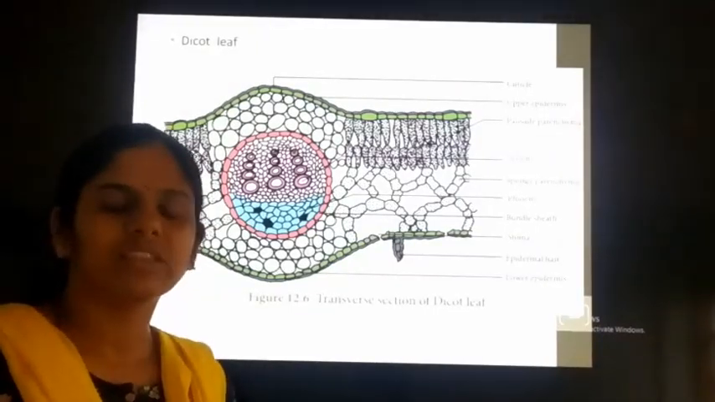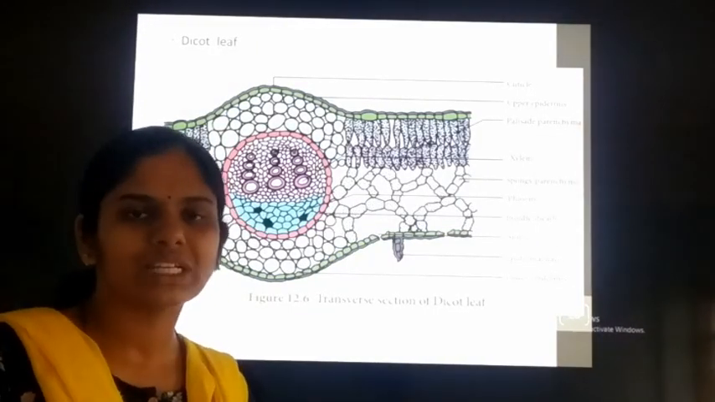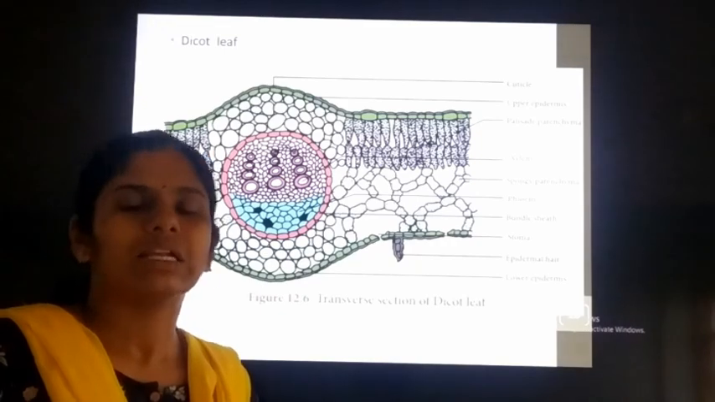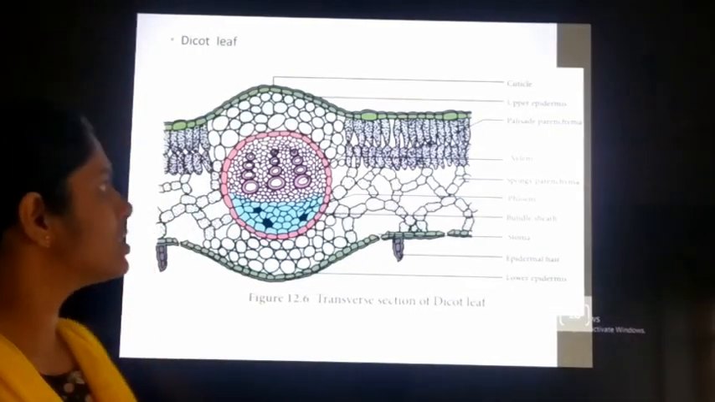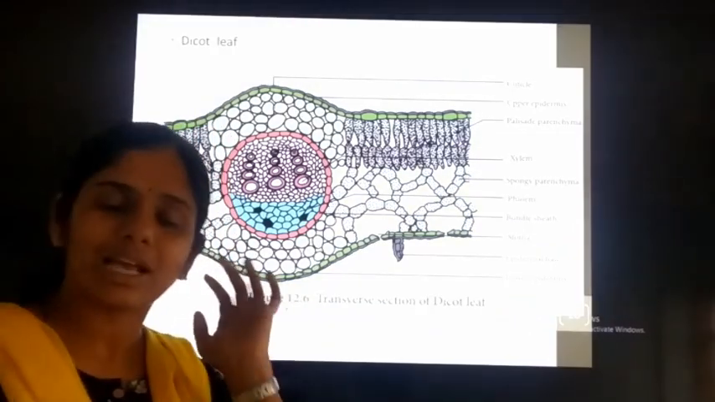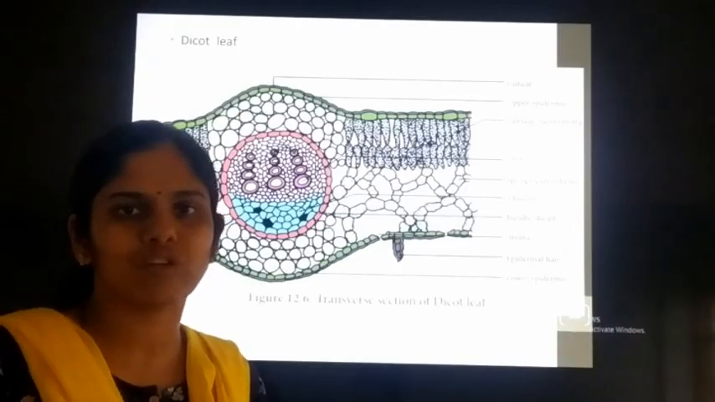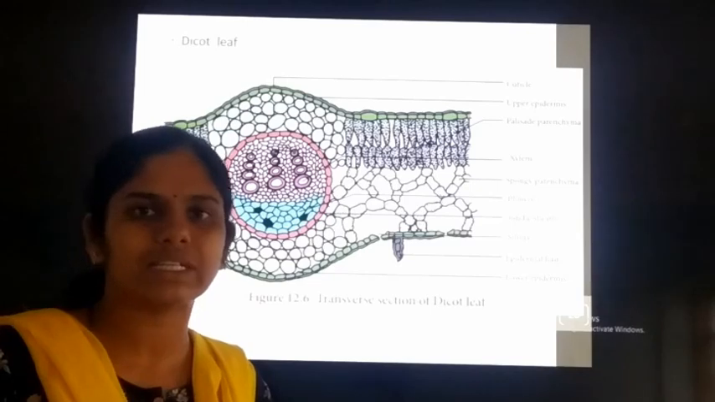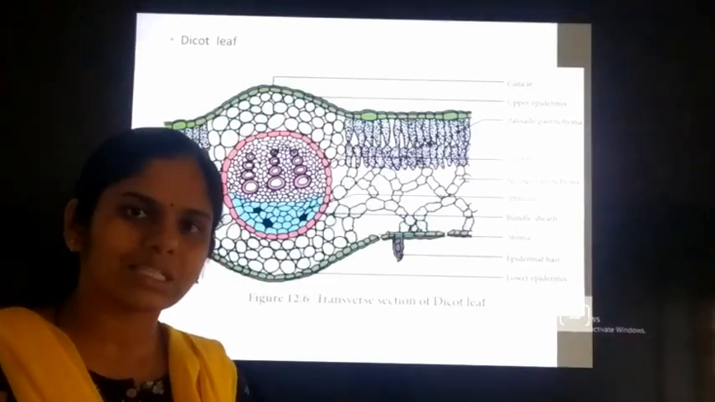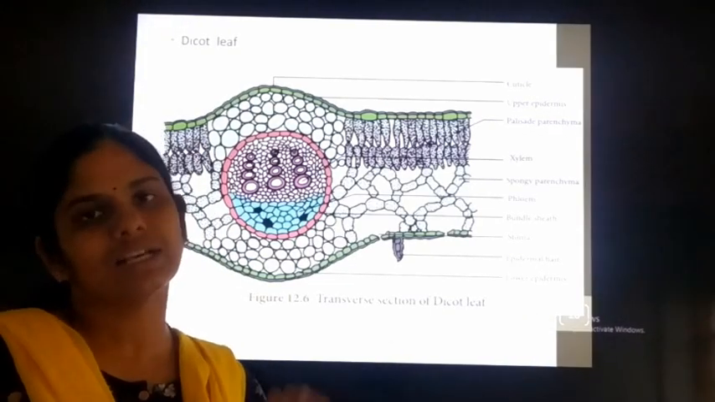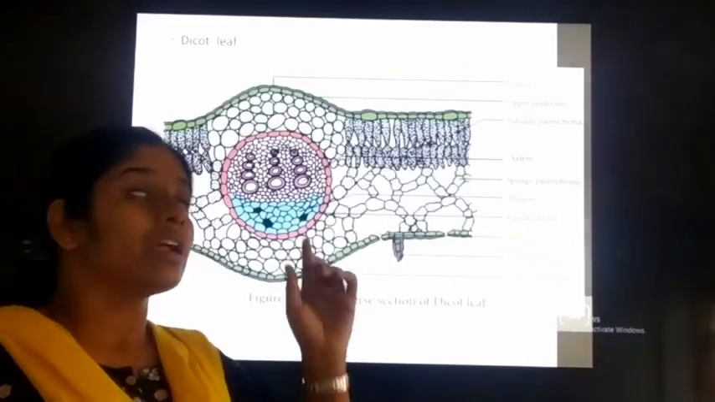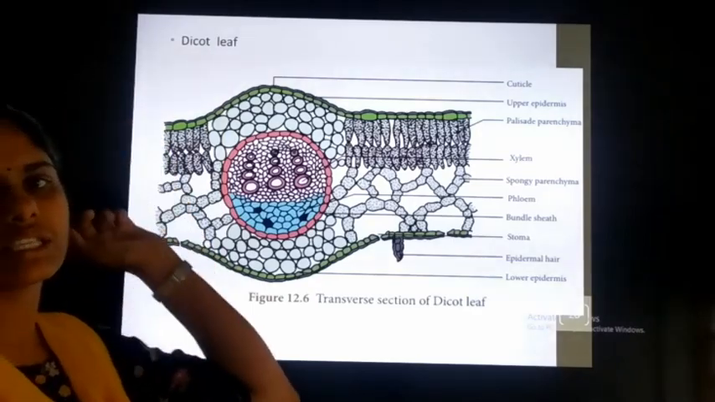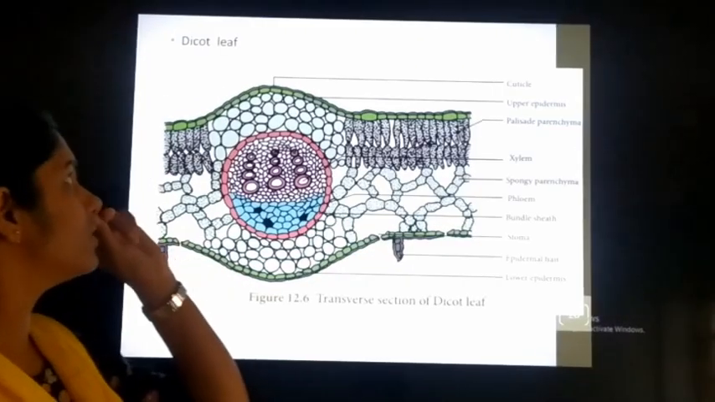Dear student, in the last class we studied the transverse section of both the monocot and the dicot stem and root. In this class we will study the vertical section of the dicot leaf and the monocot leaf. Vertical section is called VS, so this is the VS of the dicot leaf.